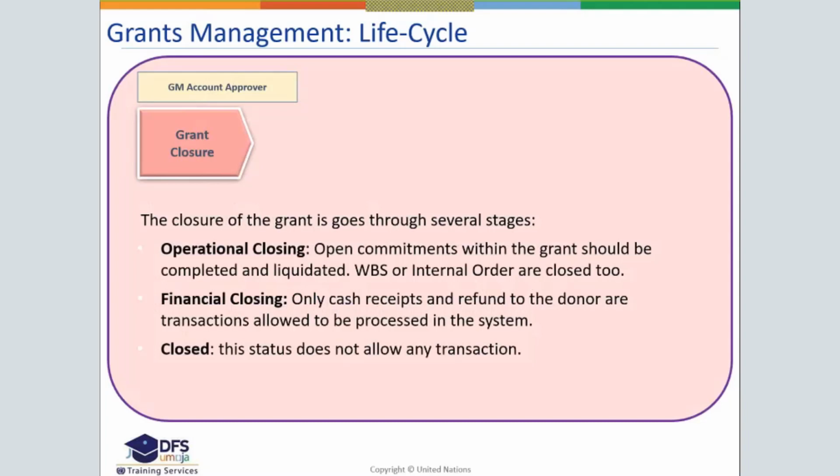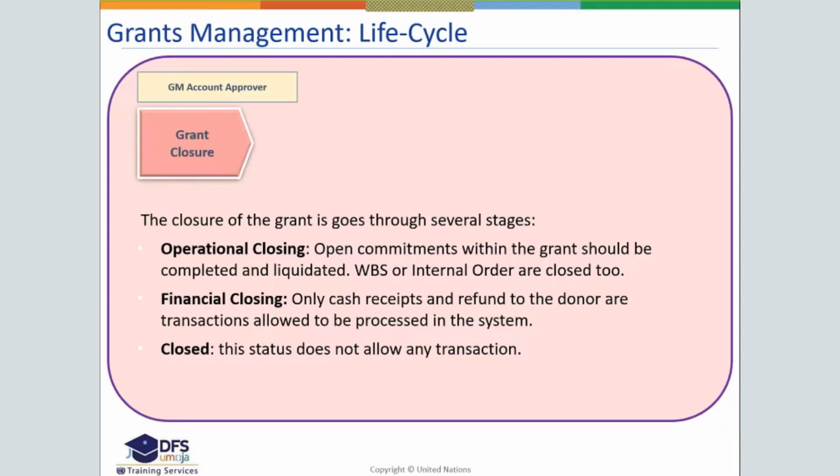We will see them more deeply on Thursday. 3 stages: the operational closing of the grant, the financial closing, and the final closure. During the operational closing, all open commitments within the grant should be completed and liquidated, and WBS elements are closed properly. The grant user should coordinate with the project manager to ensure that the project is closed as well. They should be closed everything together.